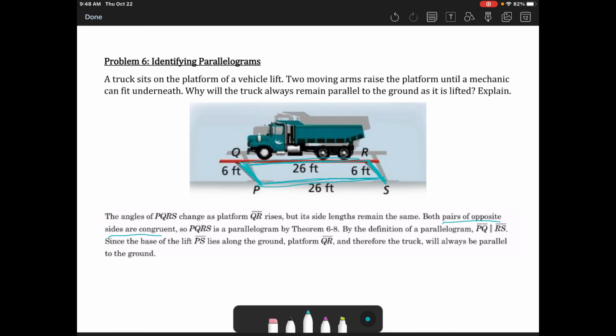By the definition of a parallelogram, since we can conclude it is a parallelogram, then the opposite sides are parallel. So PQ would be parallel to RS. And since the base of the lift PS lies along the ground, the platform QR, and therefore the truck, will always be parallel to the ground. Okay?